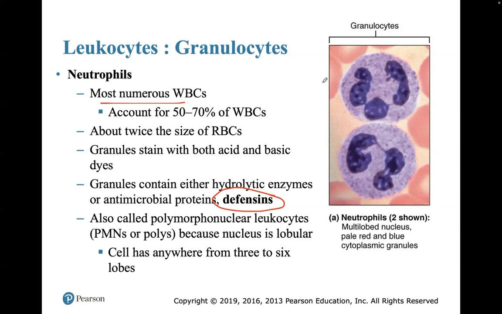mechanisms. The way you will identify them, because these are polymorphonuclear leukocytes, PMNs, or polys, means they have multiple nuclear lobes. It's one nucleus, but it is divided into approximately 3 to 6 lobes. You've seen these slides and models in lab already.